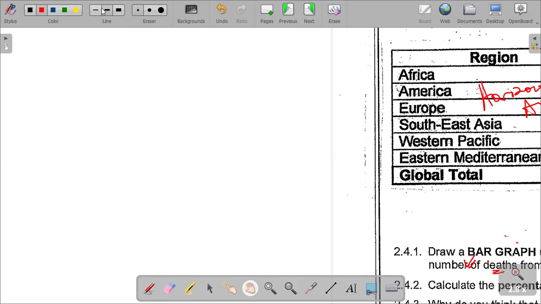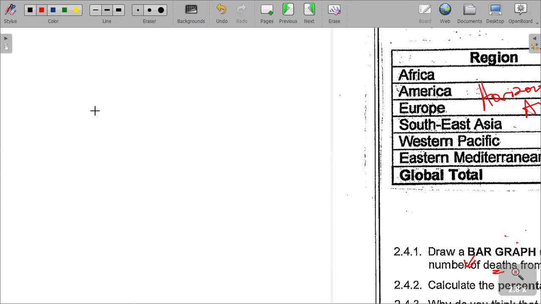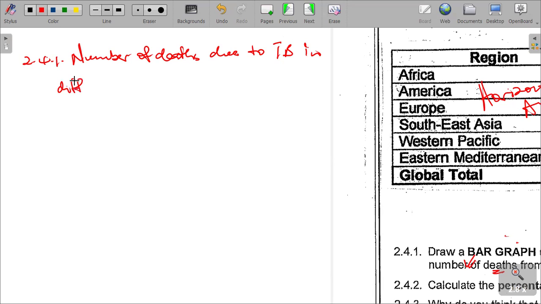So we are saying draw a bar graph. It should have a title, which is question 2.4.1: number of deaths due to TB in different regions of the world. That is the title of the graph.